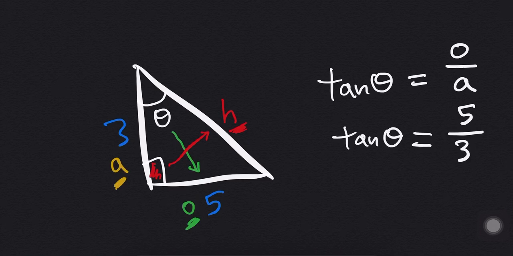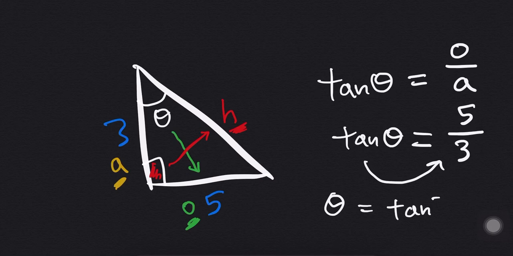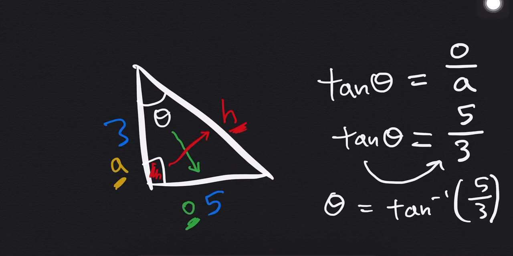This is tangent of the angle, and in order to find the angle, we have to move the tangent over to the other side. That will get you tangent inverse of 5 over 3. If you press this in the calculator, you're going to find your angle.